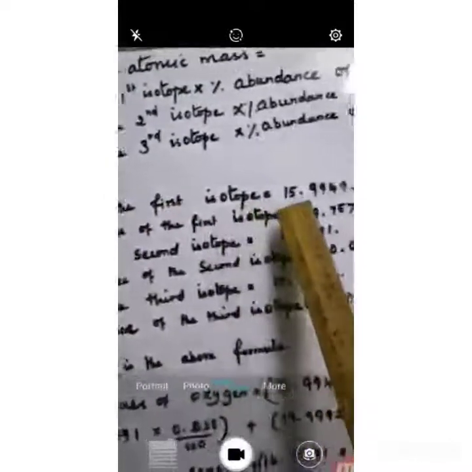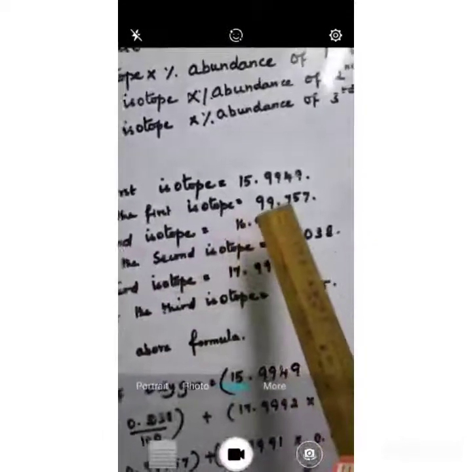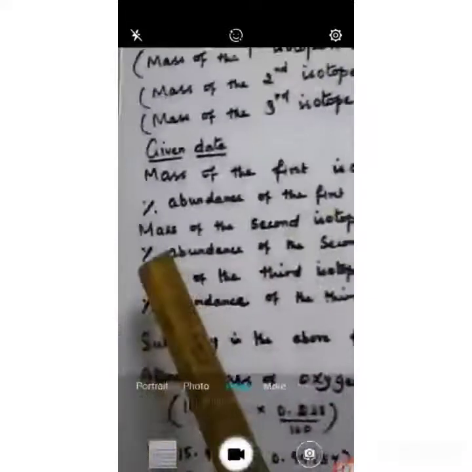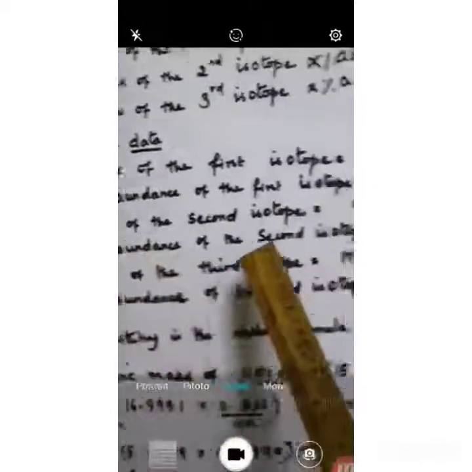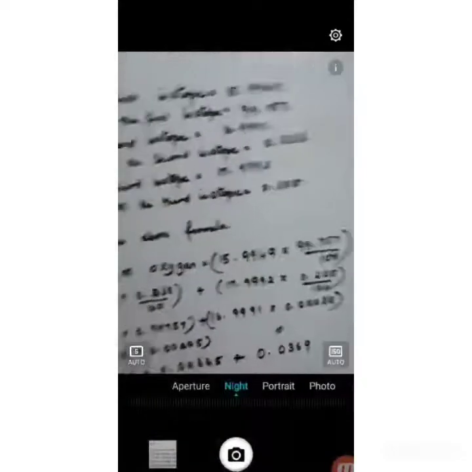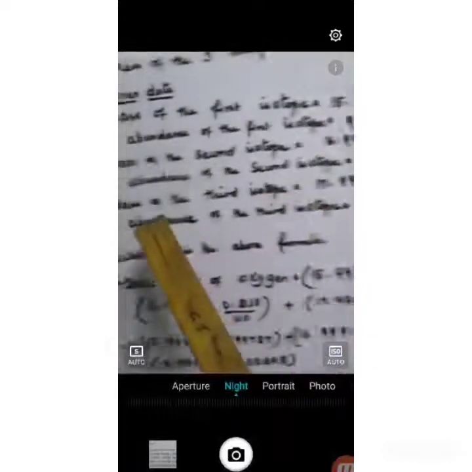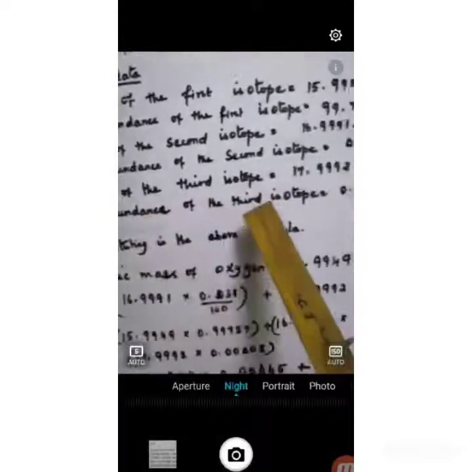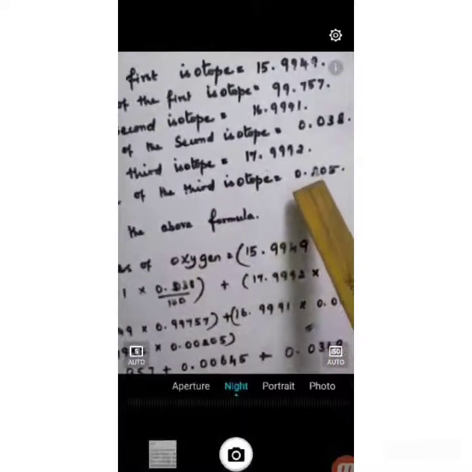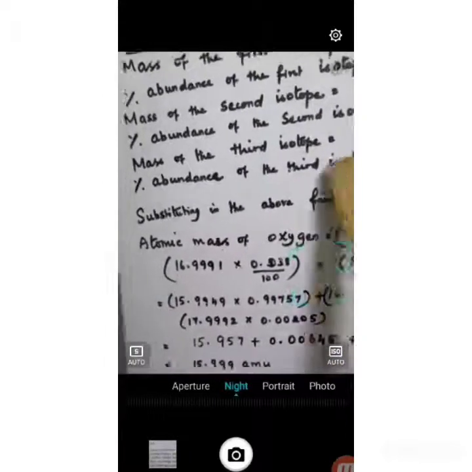Mass of the first isotope is equal to 15.9949. Percentage abundance of the first isotope is equal to 99.757. Mass of the second isotope is equal to 16.9991. Percentage abundance of the second isotope is equal to 0.038. Mass of the third isotope is equal to 17.9992. Percentage abundance of the third isotope is equal to 0.205.